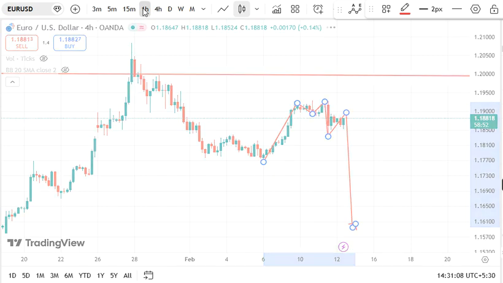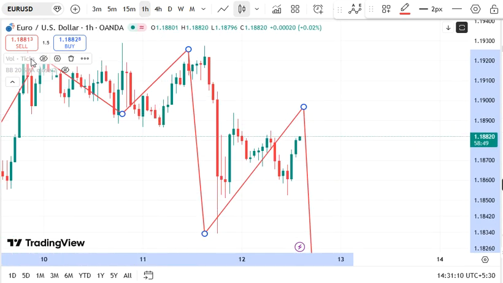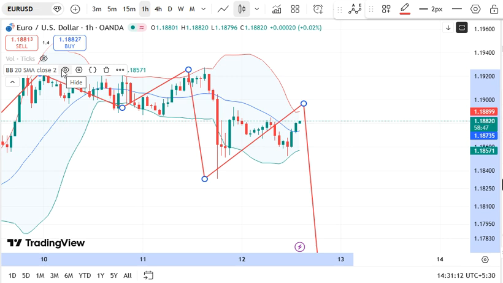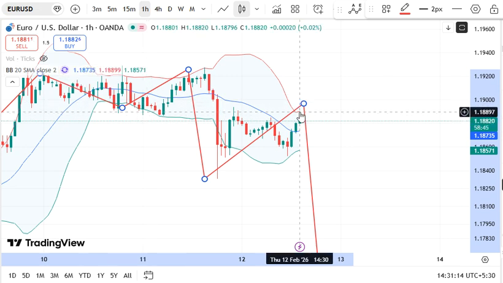Let's go into the hourly time frame. In the hourly time frame, at this Bollinger Band resistance, if you get any red candle closing, you can make the short entry on the Euro USD.